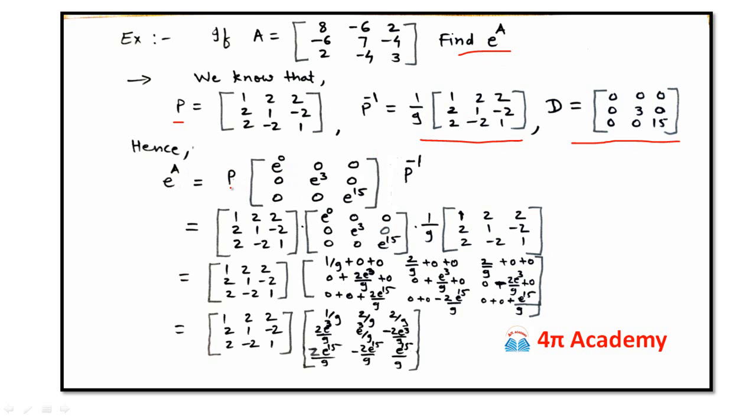So this e raised to power A will be equal to P into e raised to power. Here you have to write down the eigenvalues as 0. So this will be P into e raised to power 0 0 0, then it will be 0 into e raised to power the second eigenvalue, which is 3 0, then 0 0, and e raised to power here the third eigenvalue, which is 15 into P inverse.